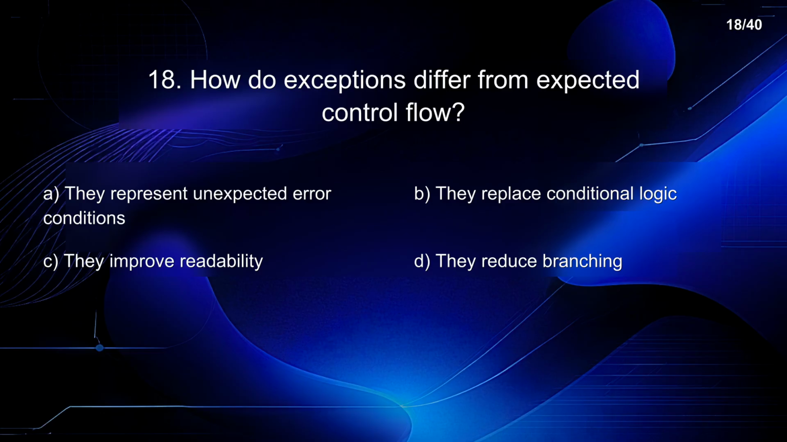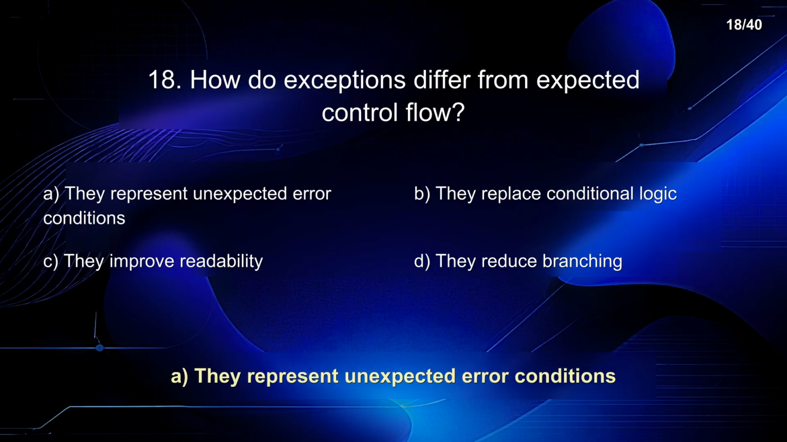18th question. How do exceptions differ from expected control flow? A. They represent unexpected error conditions. B. They replace conditional logic. C. They improve readability. D. They reduce branching. Correct answer is A. They represent unexpected error conditions.